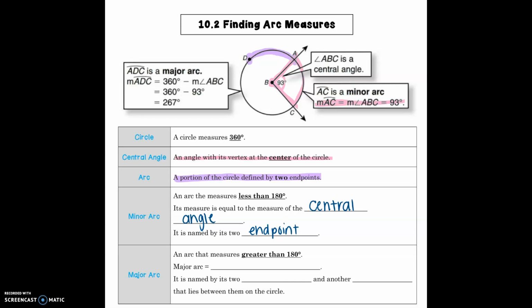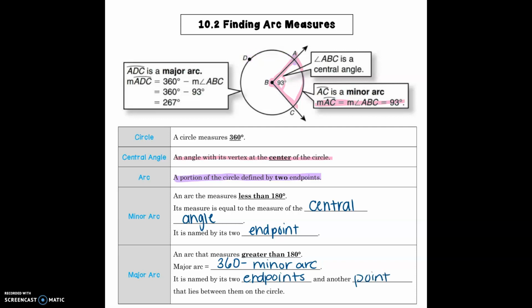A major arc is an arc that measures greater than 180 degrees. We can find the measure of the major arc by taking 360 and subtracting the measure of the minor arc. And it is named by two endpoints and another point that lies between them on the circle.